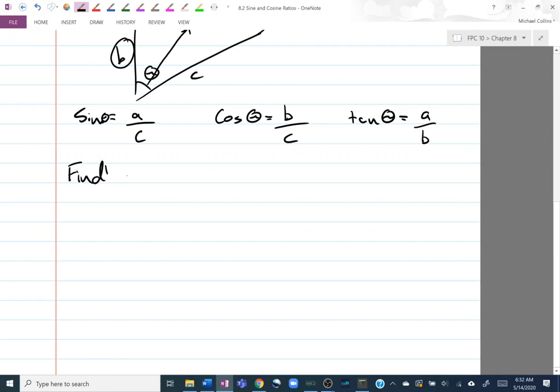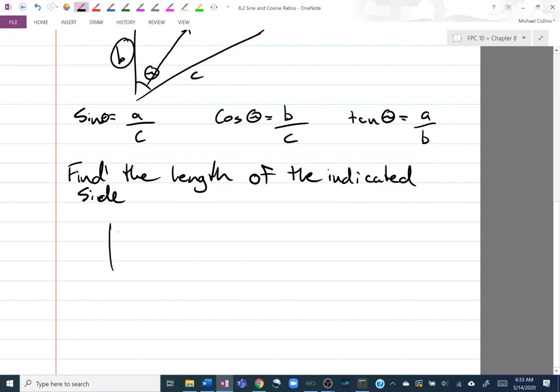Find the length of the missing side, or the indicated side. And let's just do a quick triangle. Let's call this a 2. Let's call this an X. And let's call this a, this looks like 43 degrees to me.